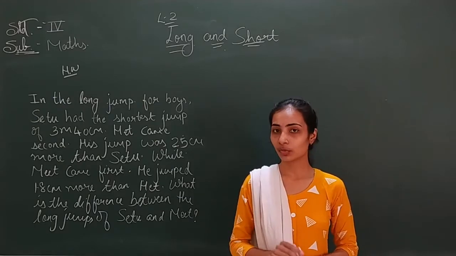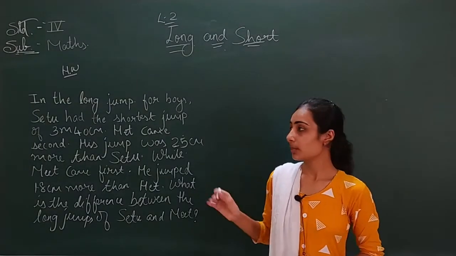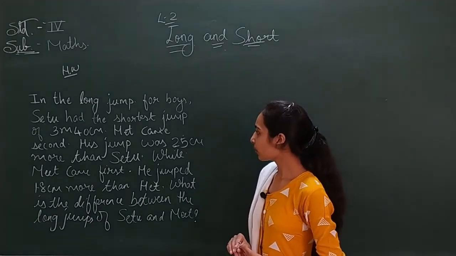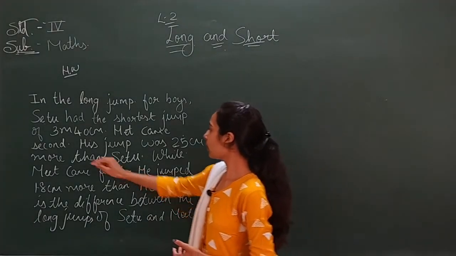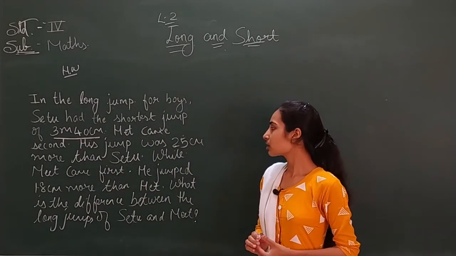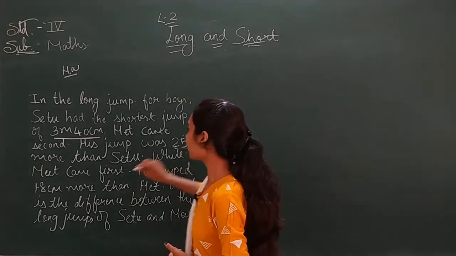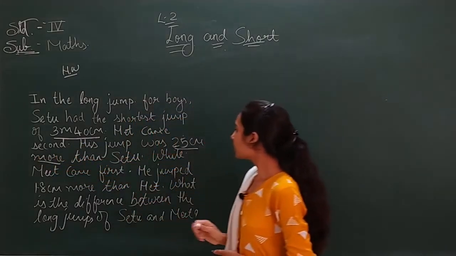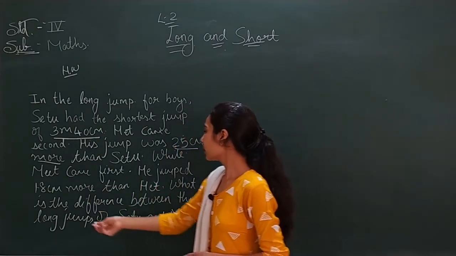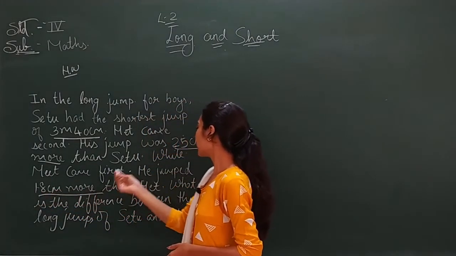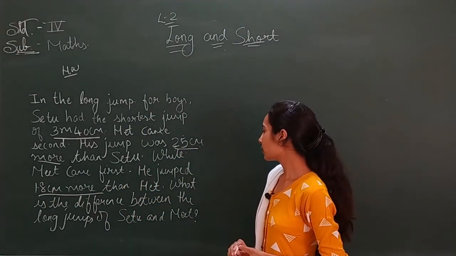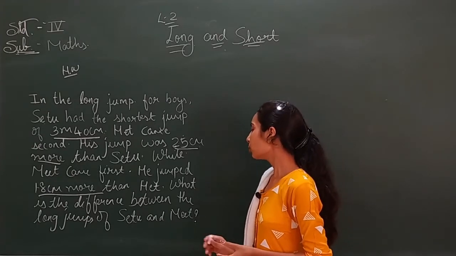Now we have a homework problem. And the problem is, in the long jump for boys, Setu had the shortest jump of 3 meter 40 centimeter. Heath came second. His jump was 25 centimeter more than Setu, while Meet came first. He jumped 18 centimeter more than Heath. What is the difference between the long jumps of Setu and Meet?